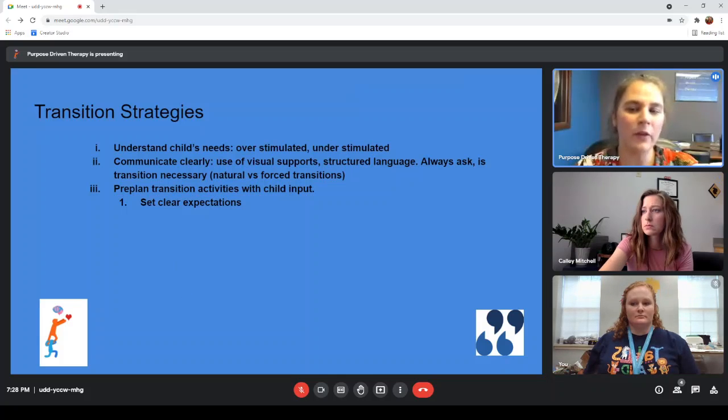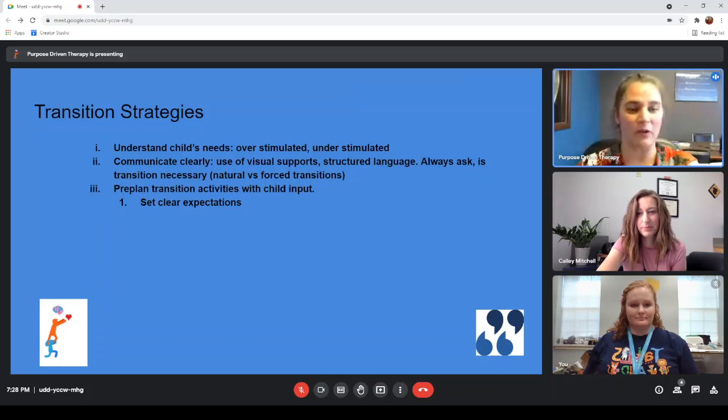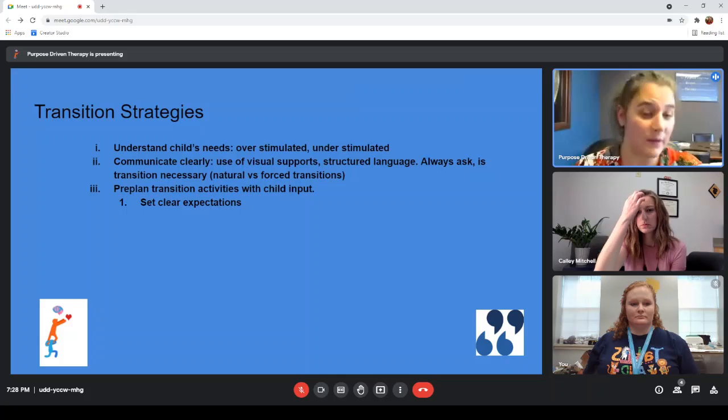And then the other thing is to make sure that you're setting clear expectations. So if you do say, okay, we're leaving in 5 minutes, then don't give them 10 minutes to go. Keep those expectations clear, so that they know what's coming. And let them be clear with them, like, okay, we're going to eat dinner now.